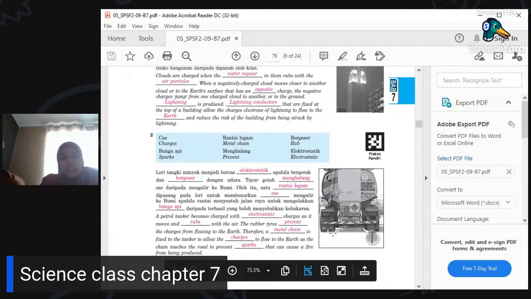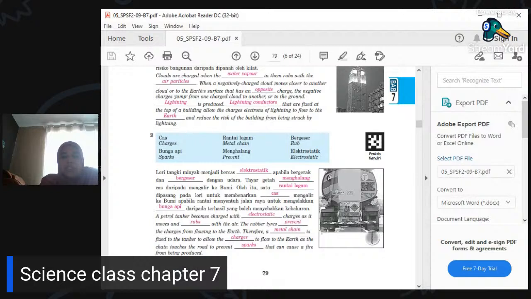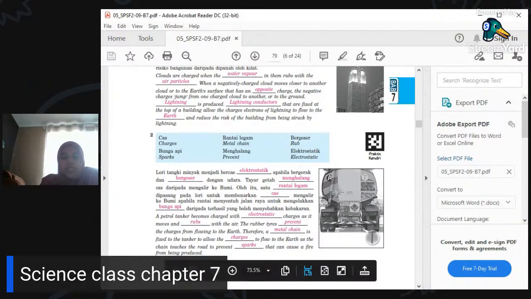Okay, the tires are rubber tires, so they prevent the charges from flowing to the earth. The rubber tire does not allow the energy from the charges from the tank to flow to the earth. So that's why it needs metal. Metal chain. Okay, so that's all.